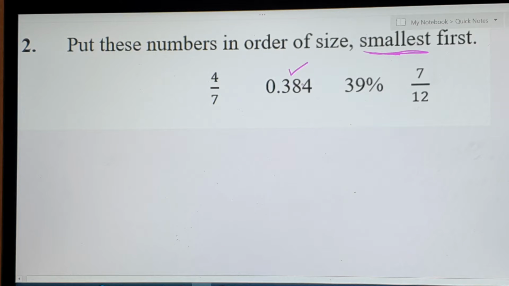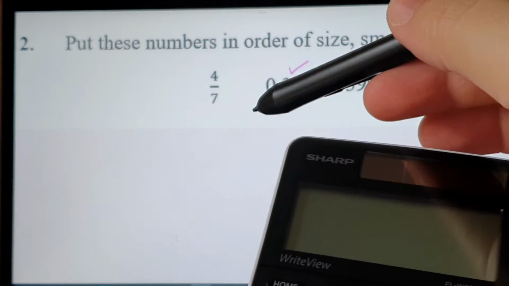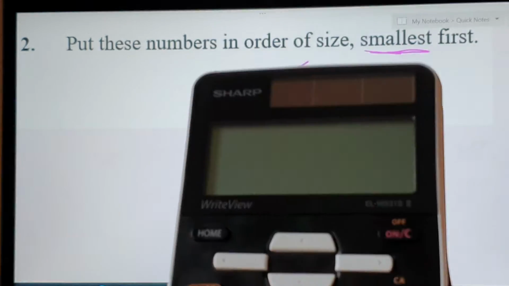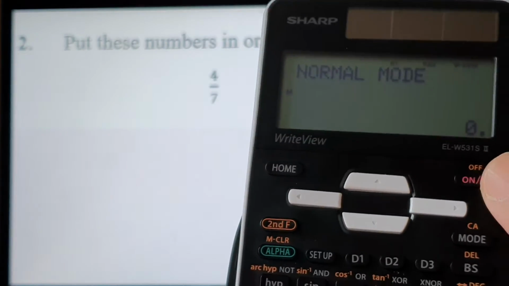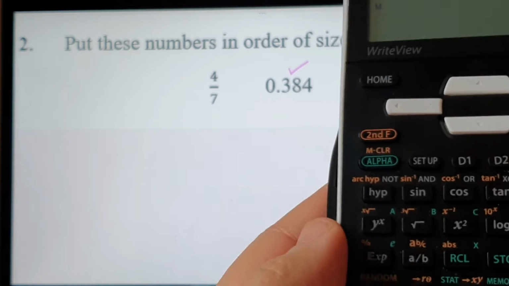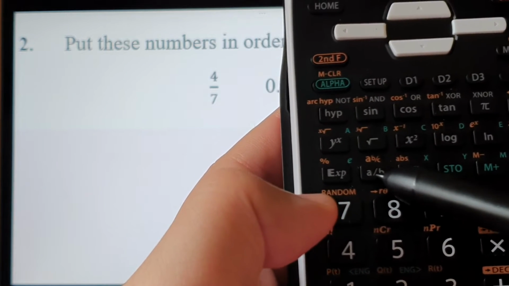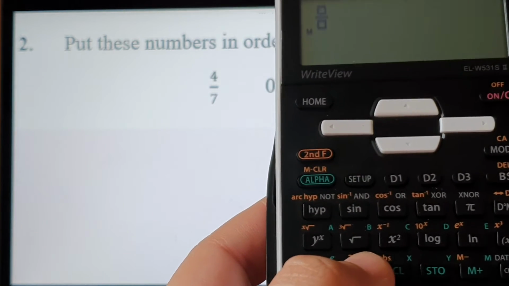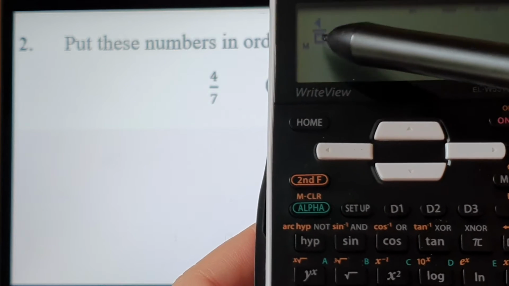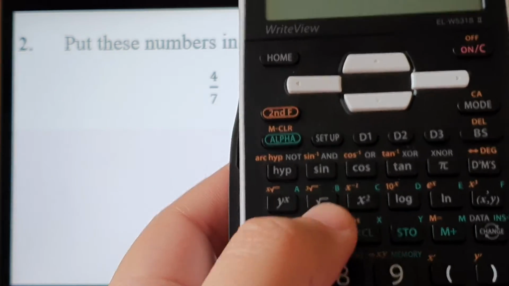Why? Because with decimals it is very easy to see which one is bigger and which one is smaller. Most of you have this calculator with you, right? I'm going to show you again how to change from fraction to decimal. Very simple. You turn on your calculator first. Then you see there is this A over B button. You press A over B, and you will get this fraction.